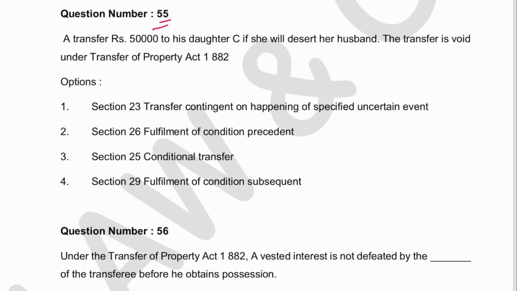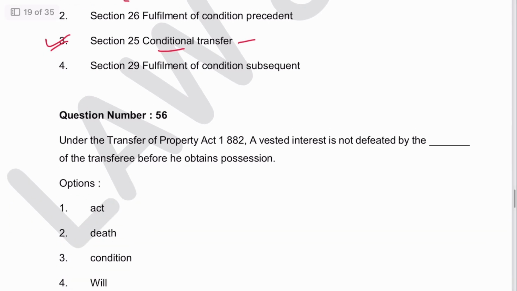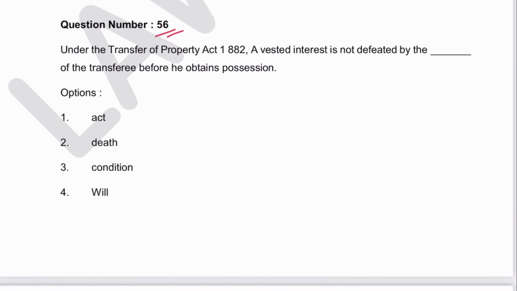Next 55. A transfers rupees 50,000 to his daughter C if she will desert her husband. The transfer is void under TPA as per Section 23 or 25. 25, conditional transfer. The condition is void. 3 is the answer. And you can see illustration D for this. Next 56.